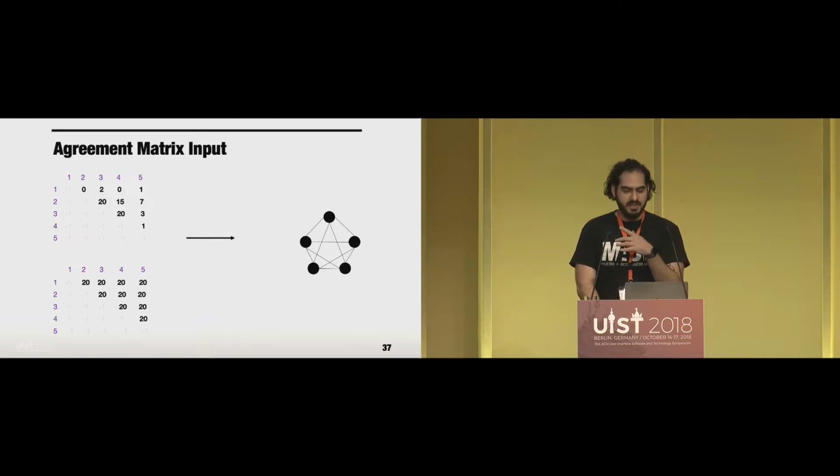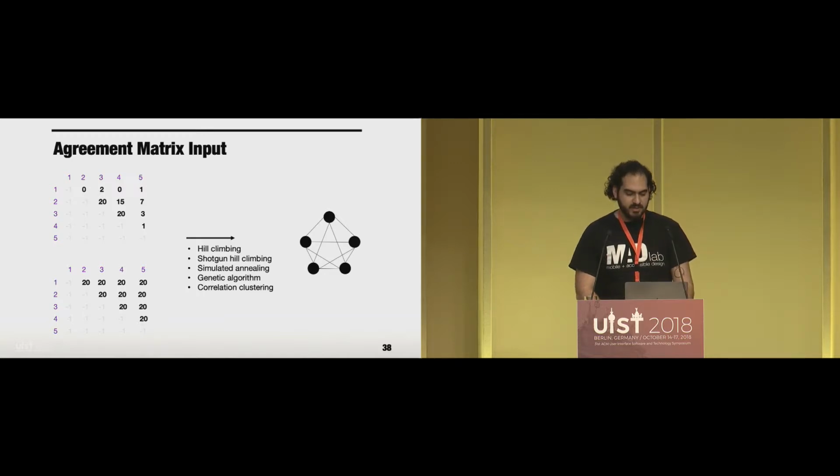In this graph, we see the nodes are all symbols for one referent, and the edges between 2 nodes is how similar they are based on these votes that we have here. The app had 5 different clustering algorithms that we tested, which were hill climbing, shotgun hill climbing, simulated annealing, genetic algorithm, and correlation clustering. The task for these algorithms was to find subgraphs within this big graph where the agreement within a subgraph is maximized, but the agreement across different subgraphs is minimized.